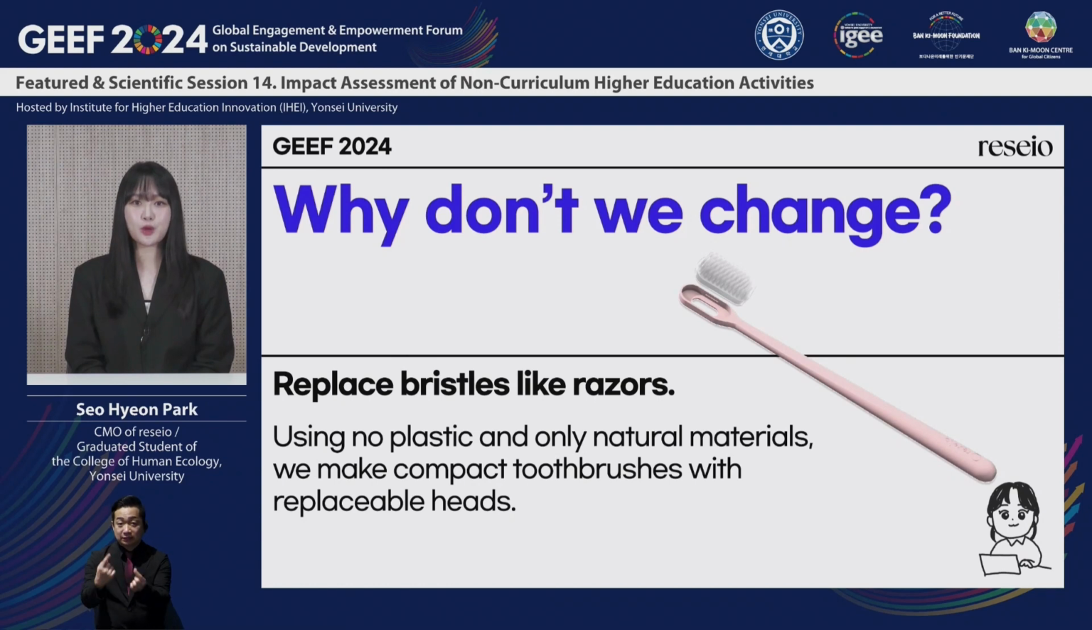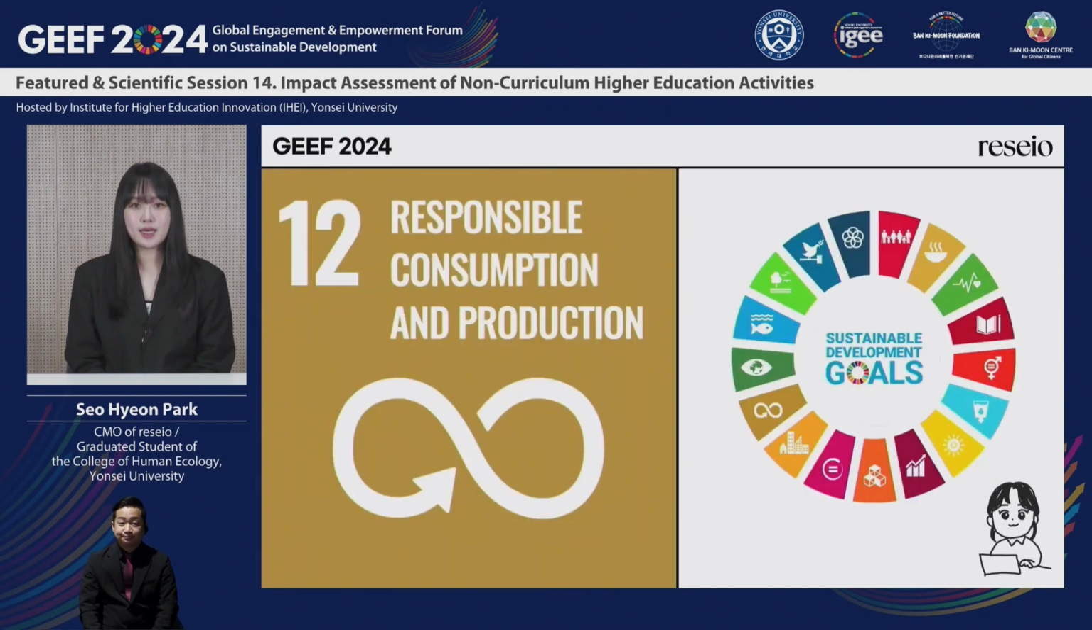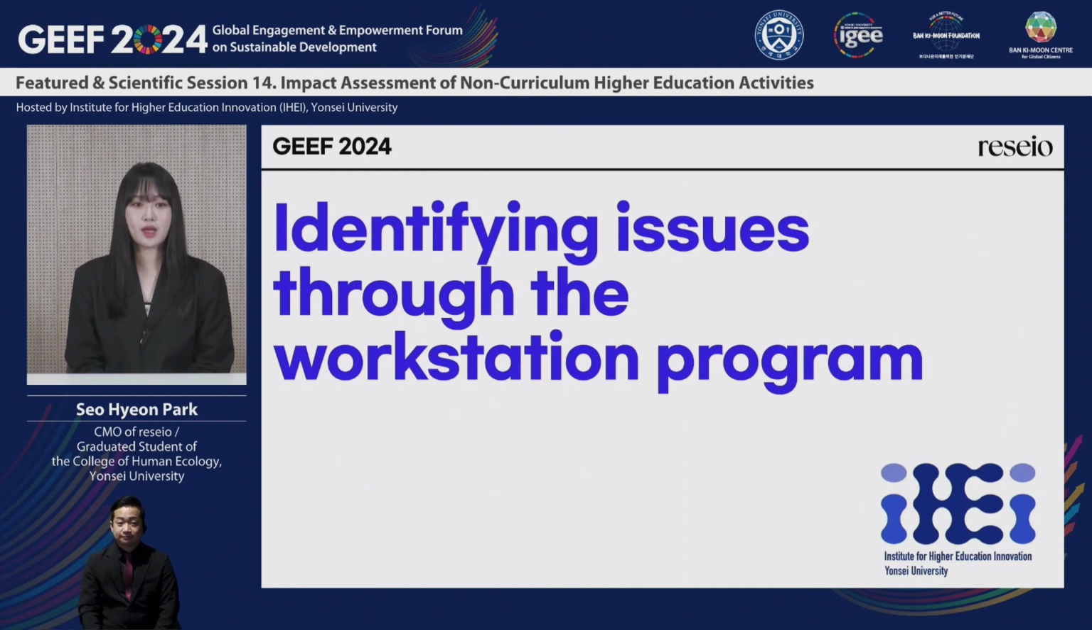Our first product is a toothbrush made with only natural materials with replaceable heads. And we are trying to start a manufacturing startup to offer consumers a new experience of conveniently replacing toothbrush heads, just like you would replace razor blades. The Risio team has prepared a startup that focuses on the various sustainable development goals, especially goal number 12, which is responsible consumption and production. And I would like to share with you the Risio team's journey to achieve this goal.